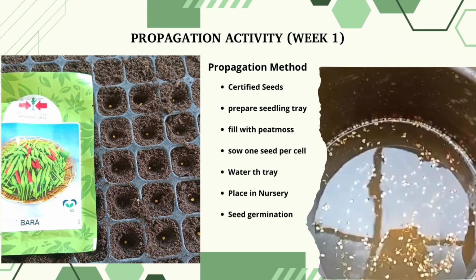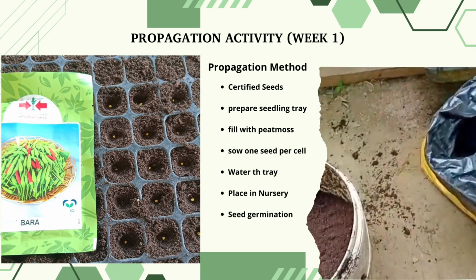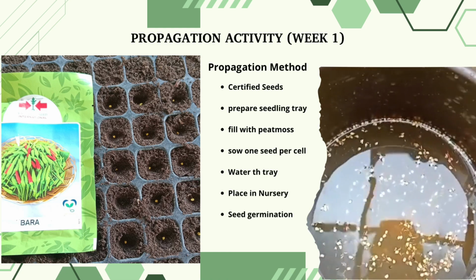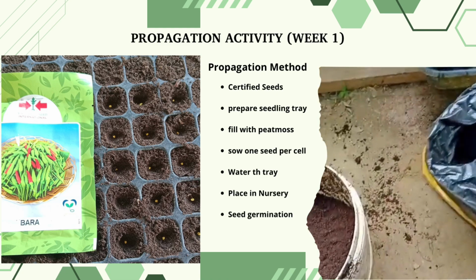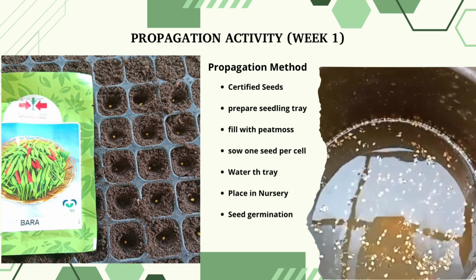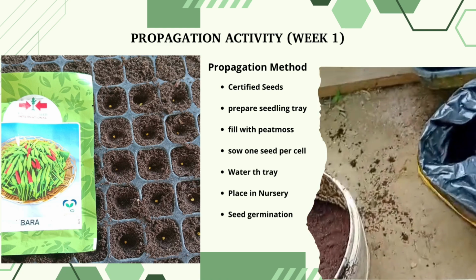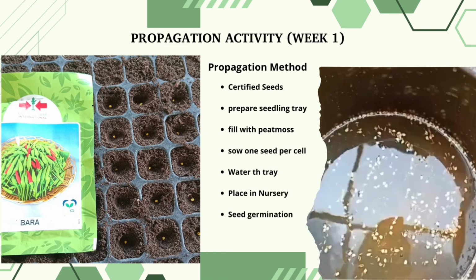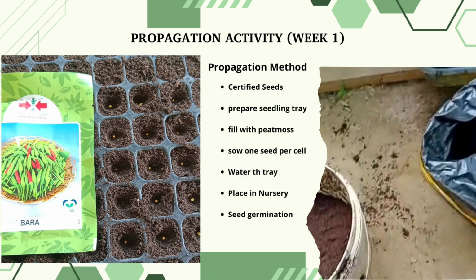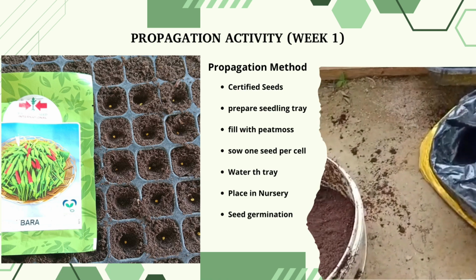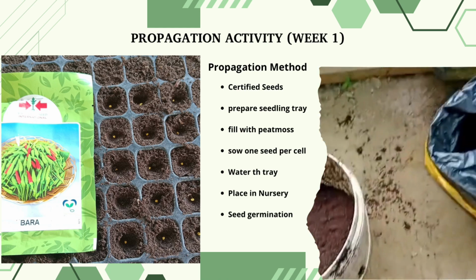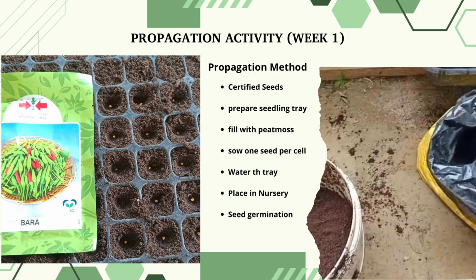During the first week, I started the propagation process using the sexual propagation method, which involves seeds. First, I prepared the seedling tray and filled each cell with peat moss. Then I sowed one seed per cell before watering the tray carefully. After that, the tray was placed inside the nursery under suitable conditions to allow the seeds to germinate.